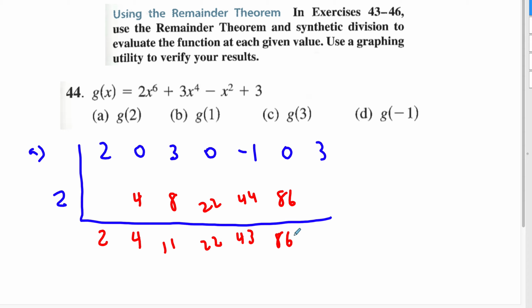160, 172, add this, our remainder, tells me that g of 2 equals 175, right? And then we just repeat that.